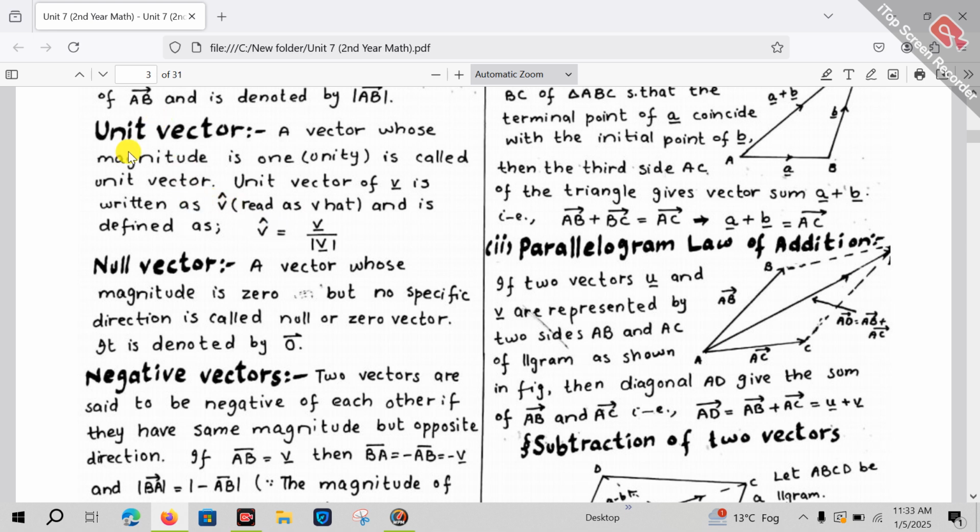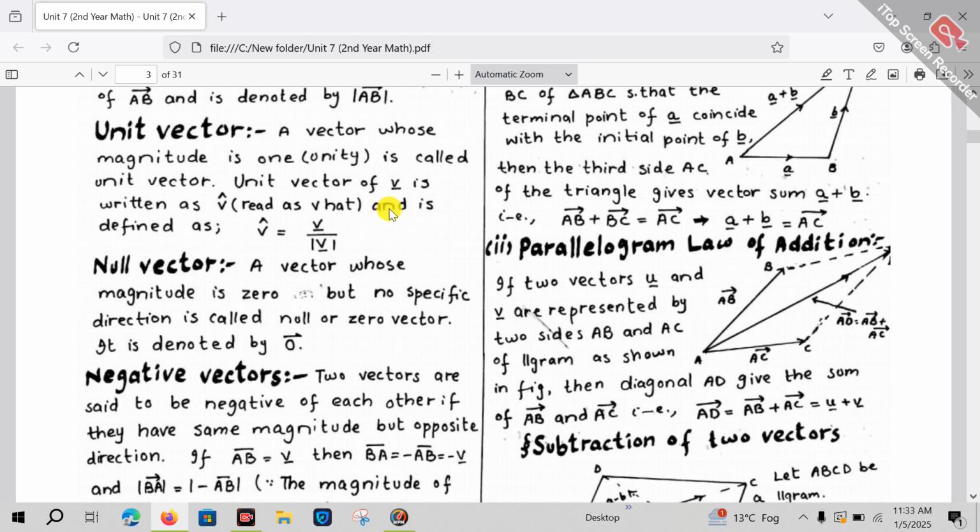So what is the definition of a unit vector? So the unit vector is equal to the vector over its magnitude. Now here is one concept about the unit vector. So where does this definition come from? This is very simple.